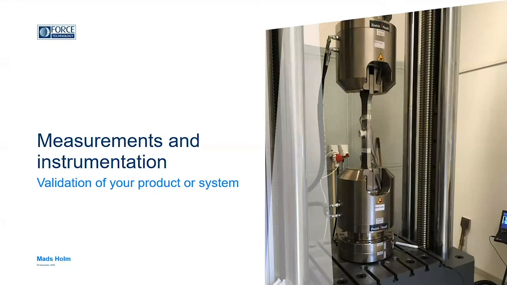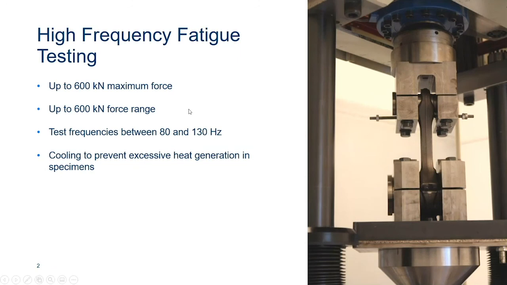So as you can see here on the first photo, the name of the presentation is measurements and instrumentation, validation of your product or system. The first photo is a fatigue specimen with a welded boss attached to it, and not easy to see, but there are also strain gauges attached close to the weld toe of this boss. It's just an example of one of the tests we're doing. This is done in high cycle, high frequency fatigue.